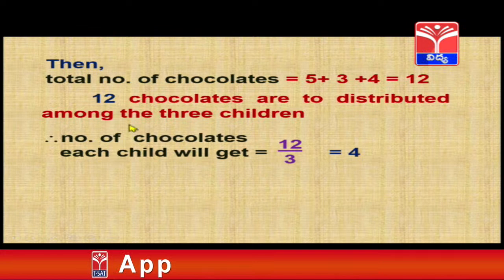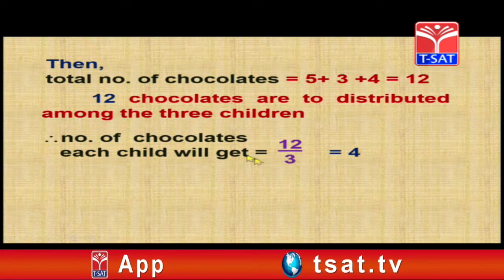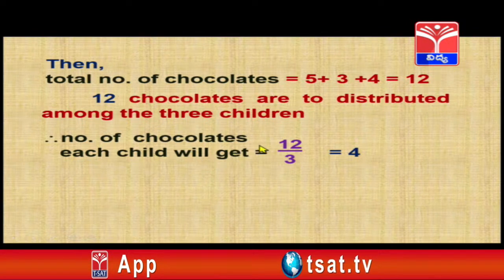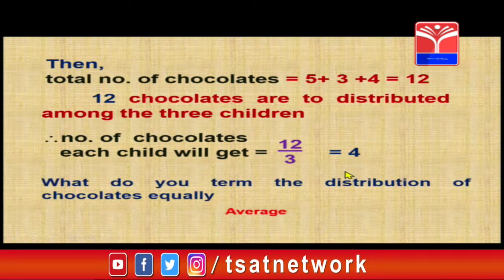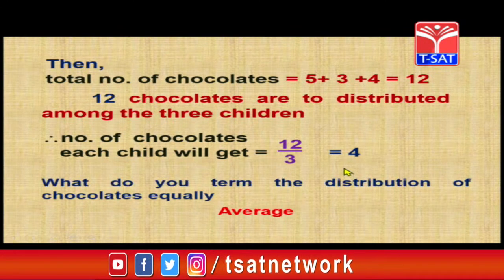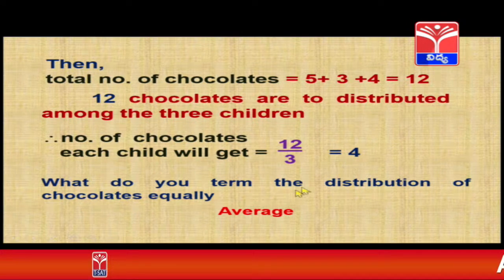What will I do here? I will divide the total chocolates by 3. That means, the number of chocolates each child will get is 12 by 3. How much is it? 4. Is it right? So, what do you call this 4? We call it the average. Are you clear, children? Now, do you have any other name for this average?